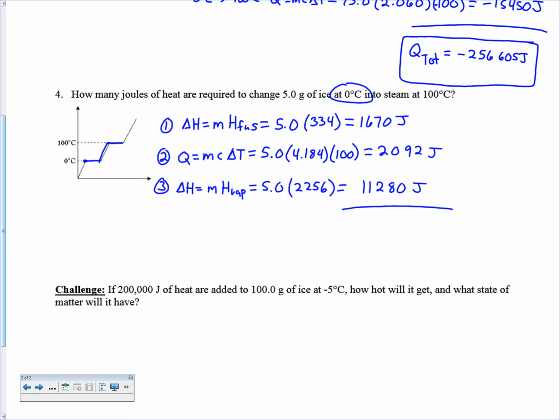Okay, so the next thing that we'll do is add them all up. We get Q total equals 15,042 joules.